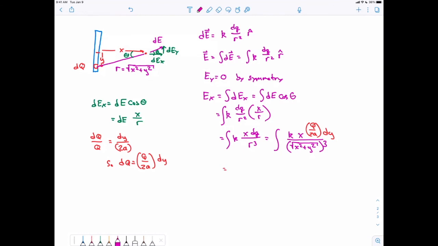Now I've got a lot of things that don't depend on my variable of integration. And my variable of integration is y. I'm going to integrate over y from the bottom of the stick to the top of the stick. And that means from minus a to plus a. And anything that doesn't depend on y, I can factor out. So k, q over 2a, and x don't depend on y.